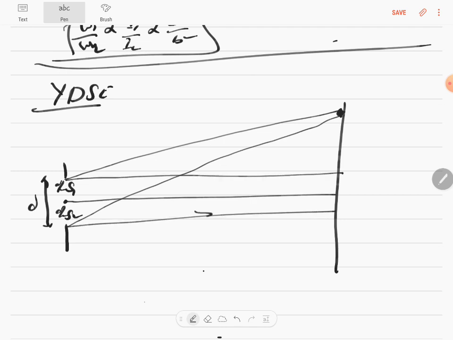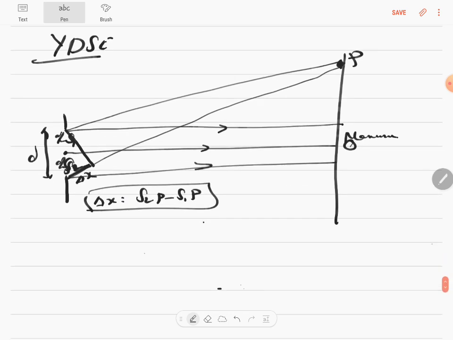When the light goes in a straight line, there's no path difference, so that will result in maxima at the center, obviously. But when it goes to the other end P, S1P would have traveled a lesser distance, whereas S2P would have traveled a longer distance, and hence there is a path difference, delta x, which is S2P minus S1P. The whole objective is to first find the path difference.